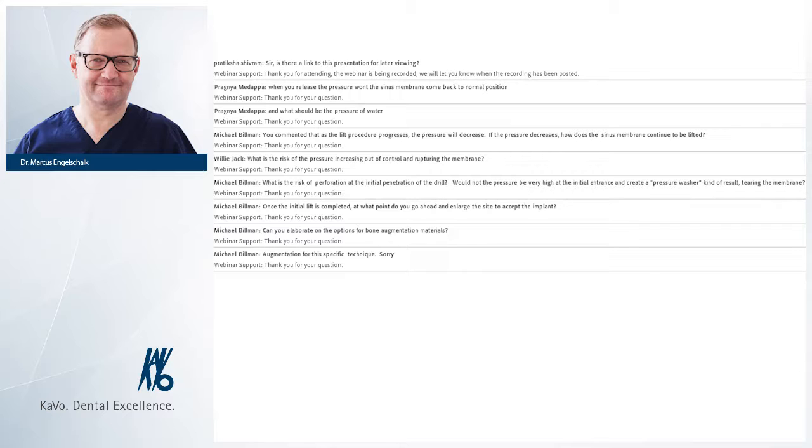Well, perfect. Now more questions. What is the risk of the pressure increasing out of control and rupturing the membrane? Well, that's true. There's no therapy without any problems. Well, the risk of rupturing the membrane depends. At first, it depends on the membrane itself. Some membranes, you know this, if you perform an external sinus floor elevation, are very, very difficult to lift. And even if you have a look on them, they're perforating. So it's always a question of the membrane, of the health state of the membrane too.